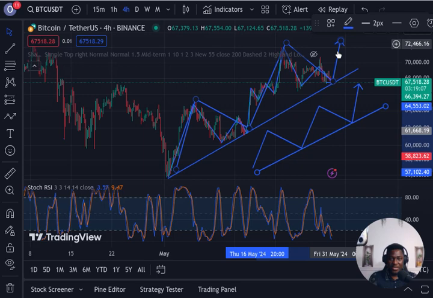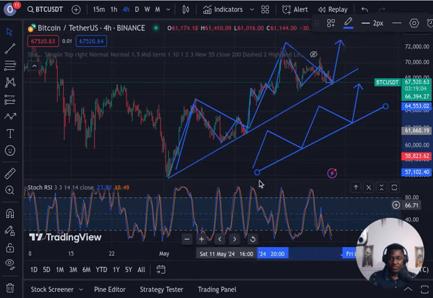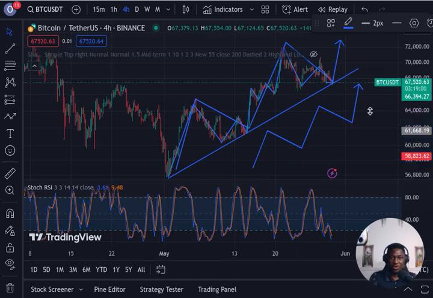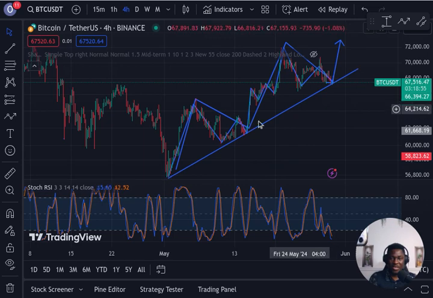All right, so what I advise my students to do most times, once you see a particular pattern like this, is to first of all pick the low where we are. Then if you want to take a trade at this particular level, your stop loss should be just below the previous low.